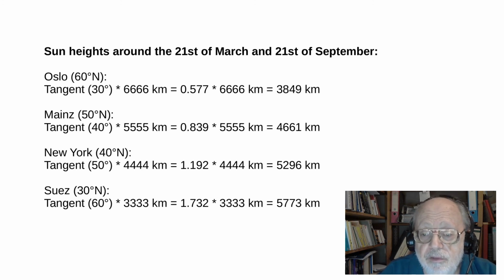In Suez, 30 degrees north, the sun is 60 degrees above the horizon at noon. The tangent of 60 degrees is 1.732. The distance from Suez to the equator is 3,333 kilometers. So the height of the sun is 5,773 kilometers.